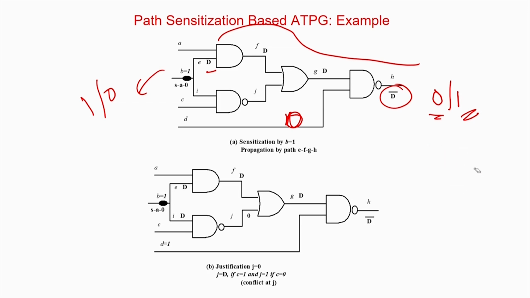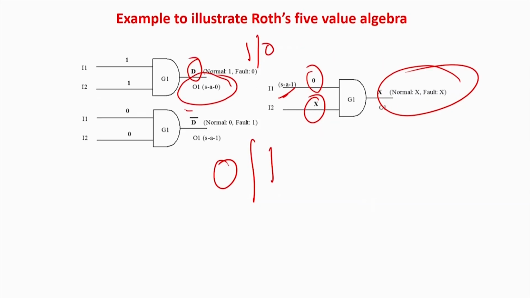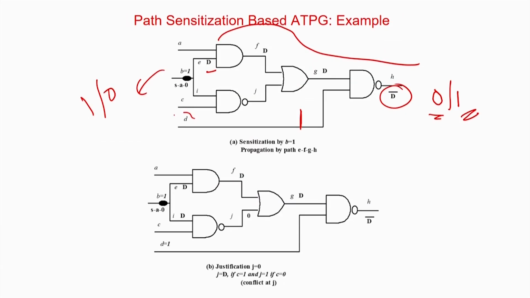So what I have to do is give a non-controlling value. So actually I will put a 1 over here, so that the D gets propagated here as the D bar. So this one will have a value over here, so this one D will be settled at 1.